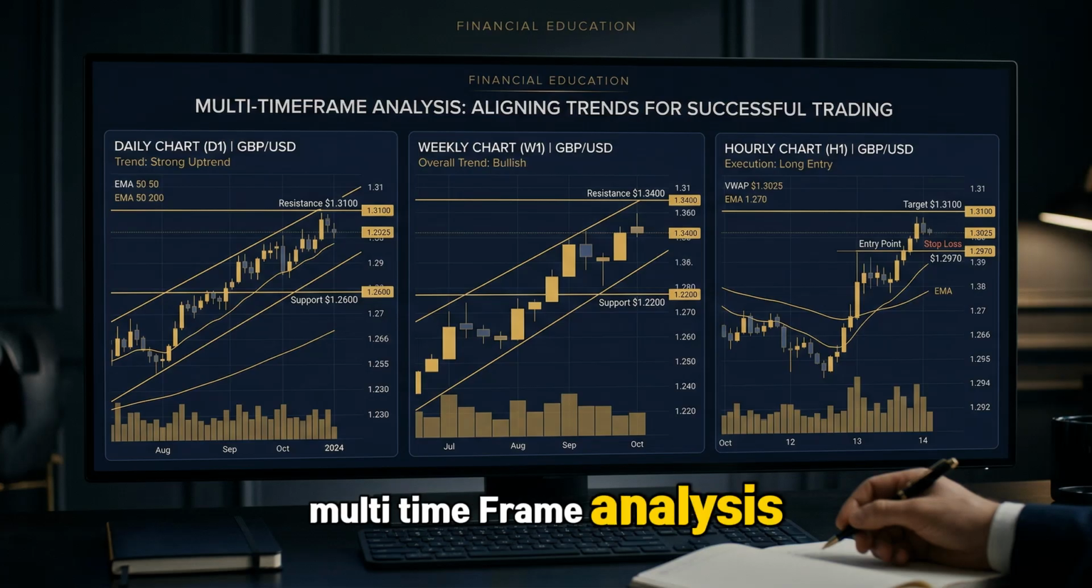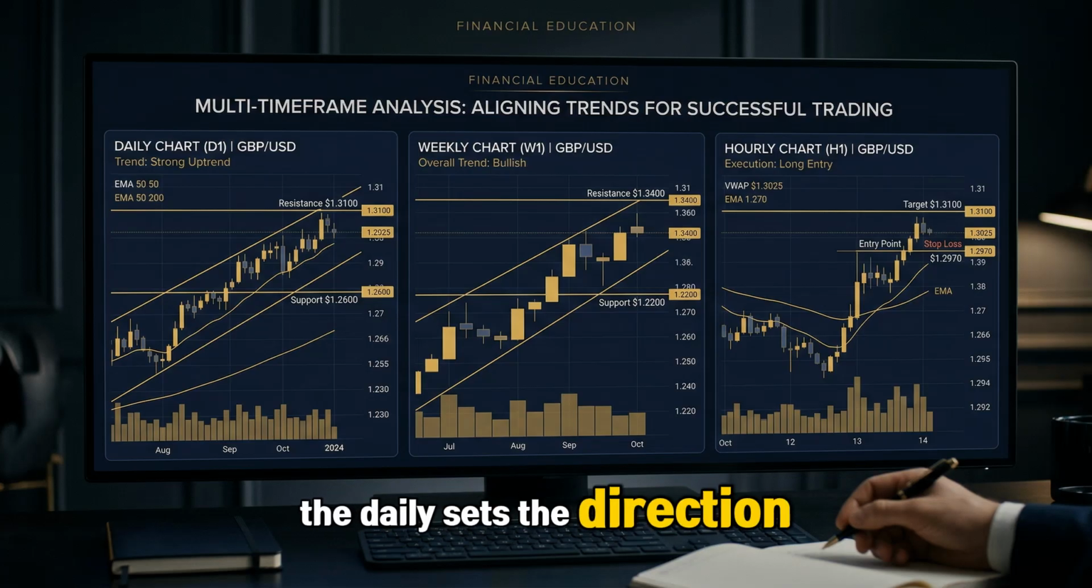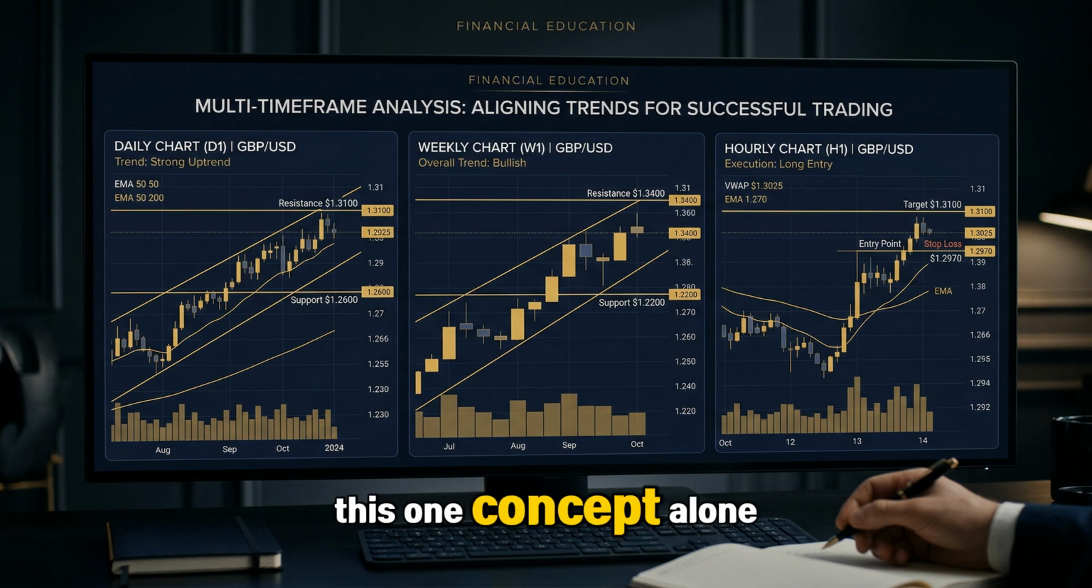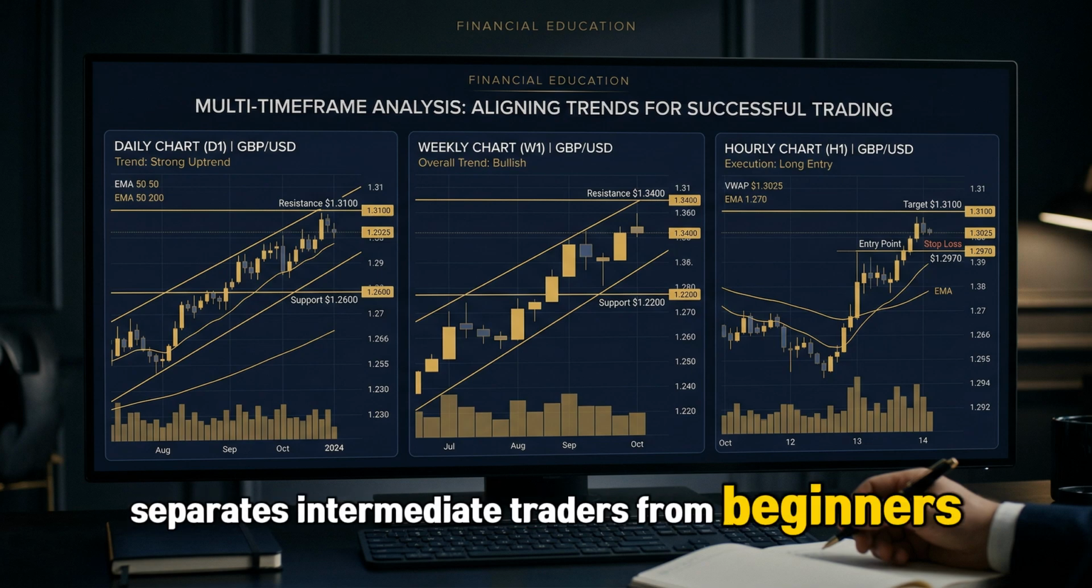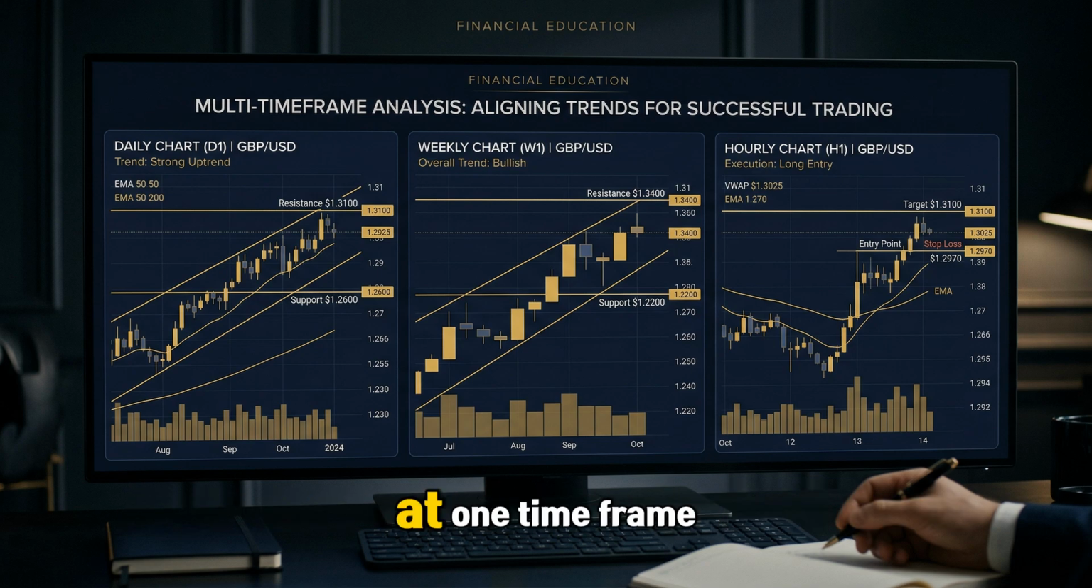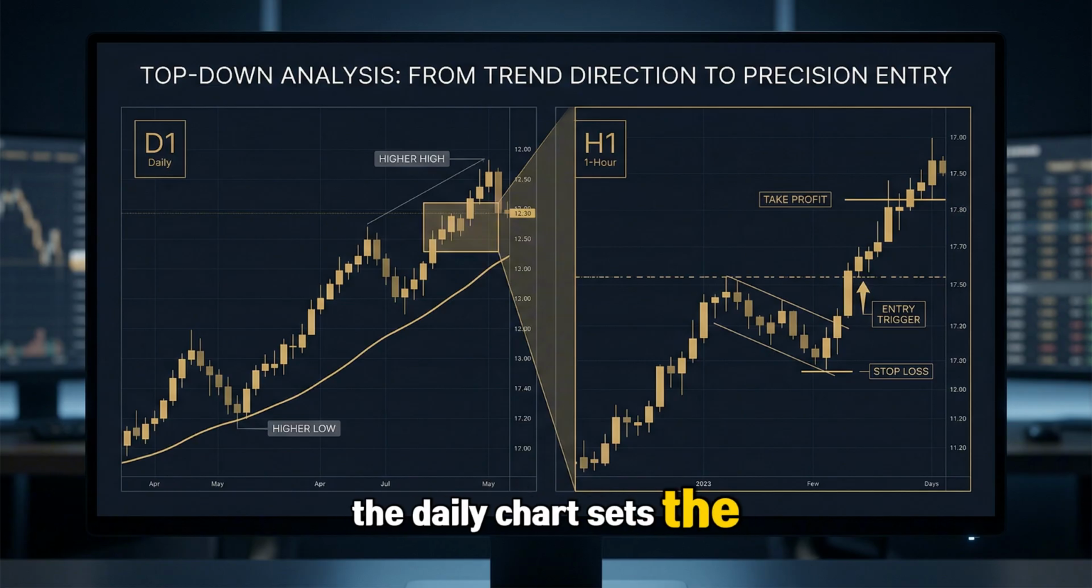Multi-time frame analysis. The daily sets the direction. This one concept alone separates intermediate traders from beginners. Successful traders don't just look at one time frame, they look at multiple, with each serving a different purpose. The daily chart sets the overall direction. If the daily chart shows a strong uptrend, that's the bias you trade with.